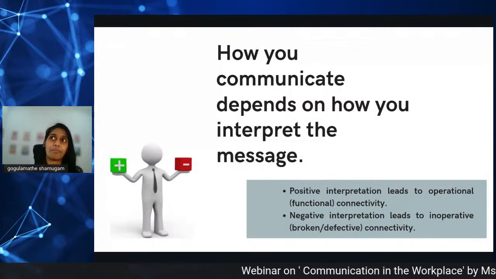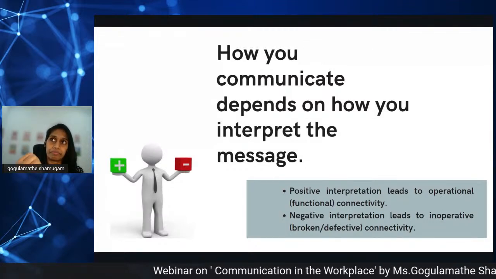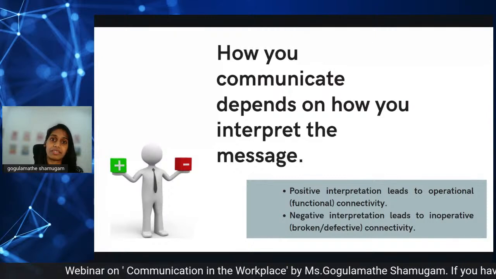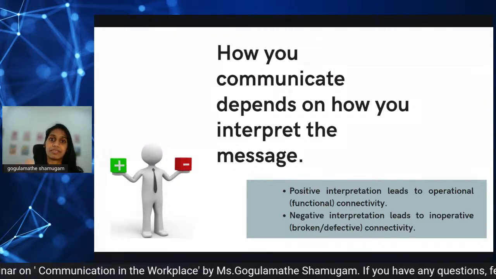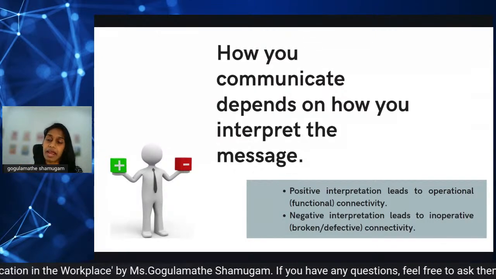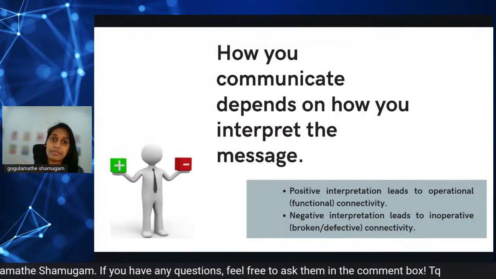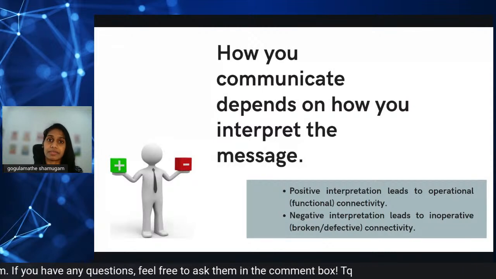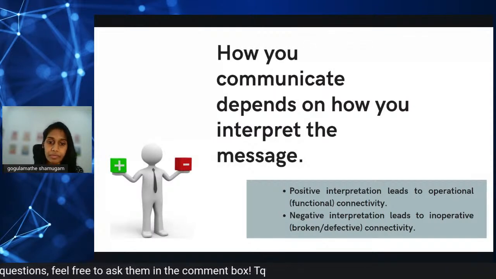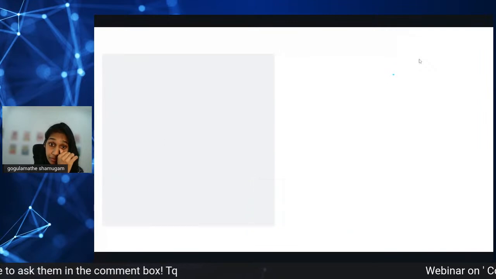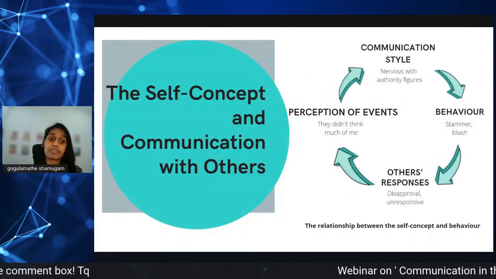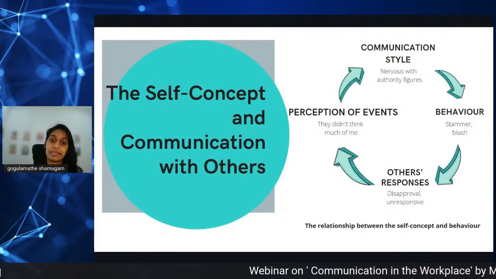Don't bring your personal emotions to the place. This is the workplace. At the end of the day, you need to give the result. A task has been given, you need to complete this task, right? And moving on, the self concept and communication with others, right?